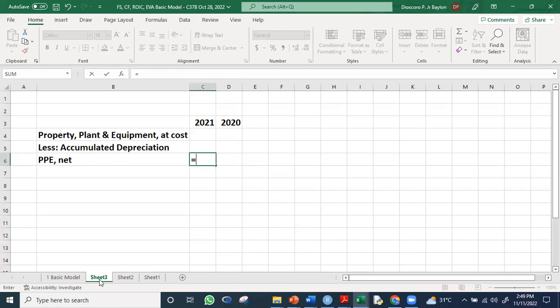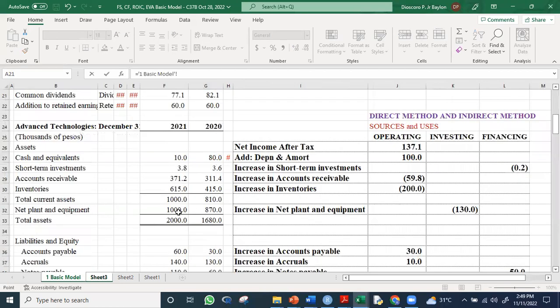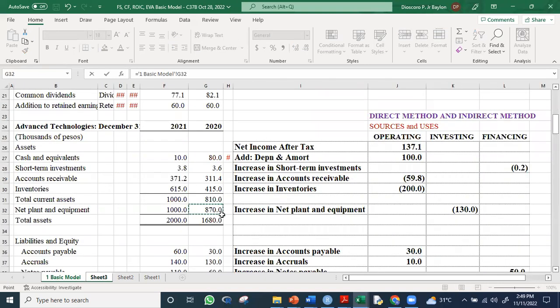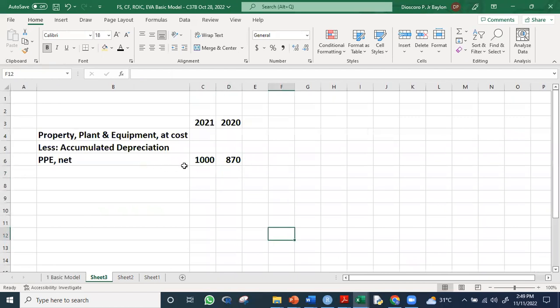So let me just equate that here. This is 1,000, and this is 870. So what we're given is here. The difference here will not tell us how much was invested. If these figures at cost were given, the difference would have given us what was invested by the company. And because of this, we will have to make some adjustments.